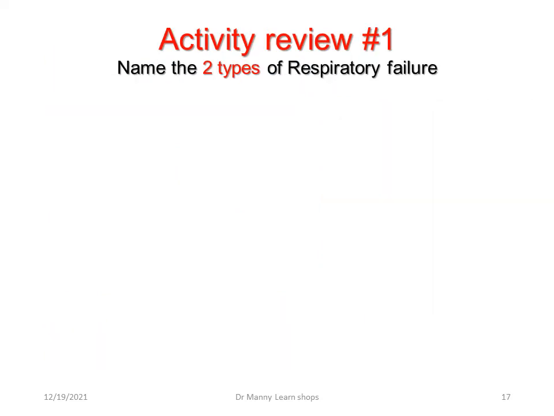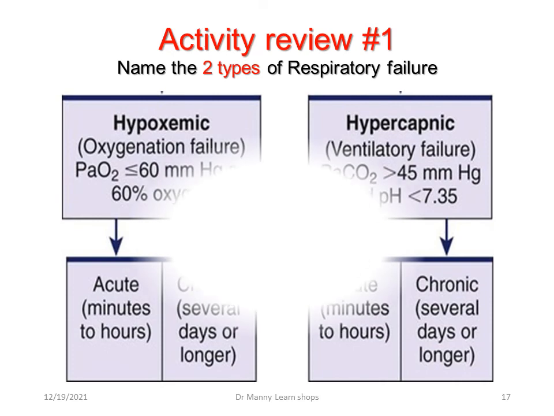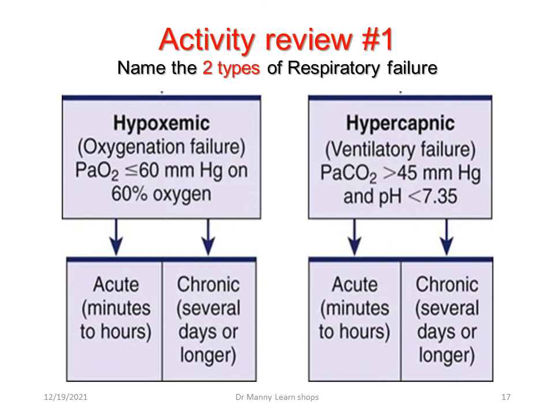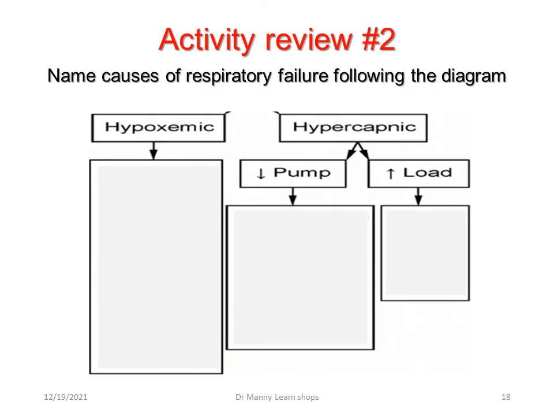So let's review activity. Can you name two types of respiratory failure? They are type 1 hypoxemic and type 2 hypercapnic or hypercarbic. Hypoxic is oxygen failure. Type 2 is ventilatory failure. Name the causes of respiratory failure following the diagram.